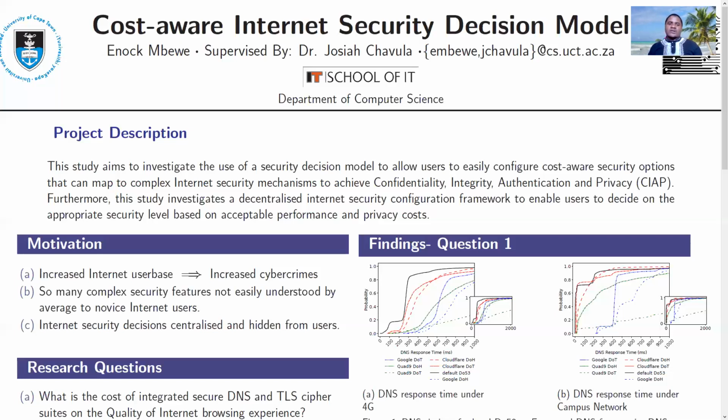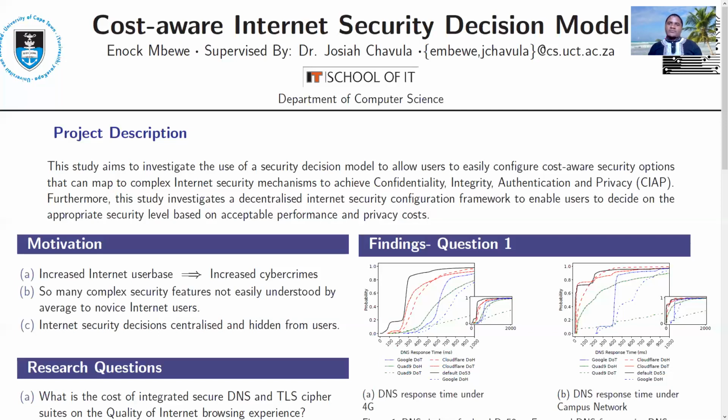Generally, this research is motivated by the increased cybercrime on the internet. As you know, internet penetration is increasing, and cybercrime is increasing as well. So it only makes sense if we empower the users to make their own security decisions, unlike the state of the art where the security decisions are centralized at those places of power, for example, internet service providers and corporate networks, network administrators.